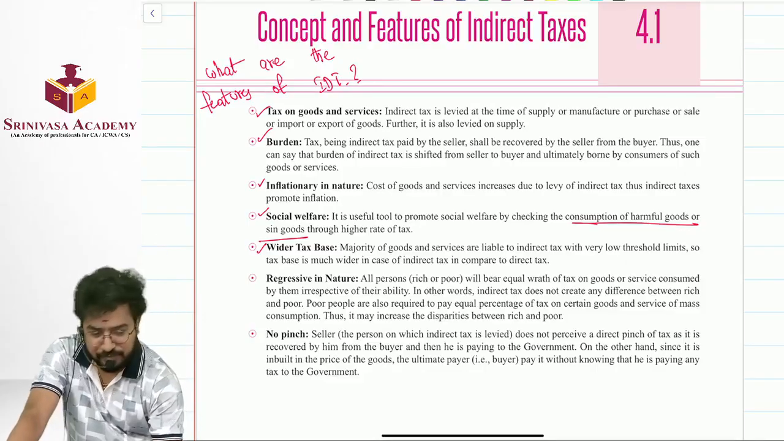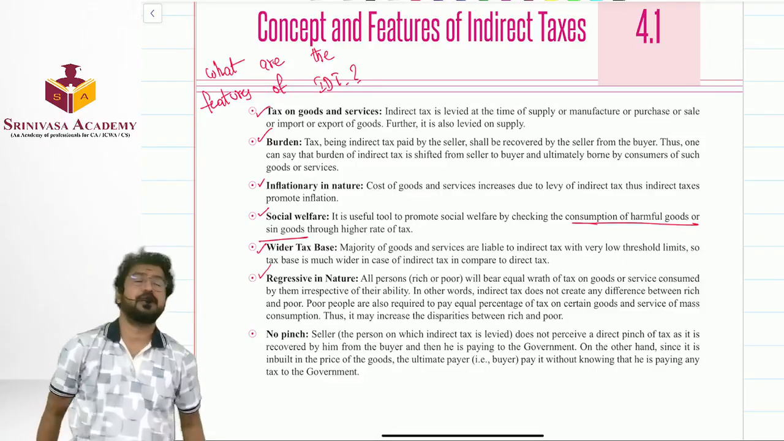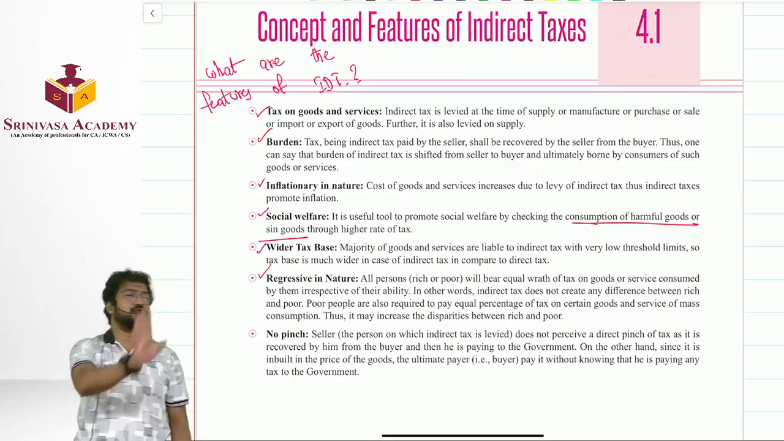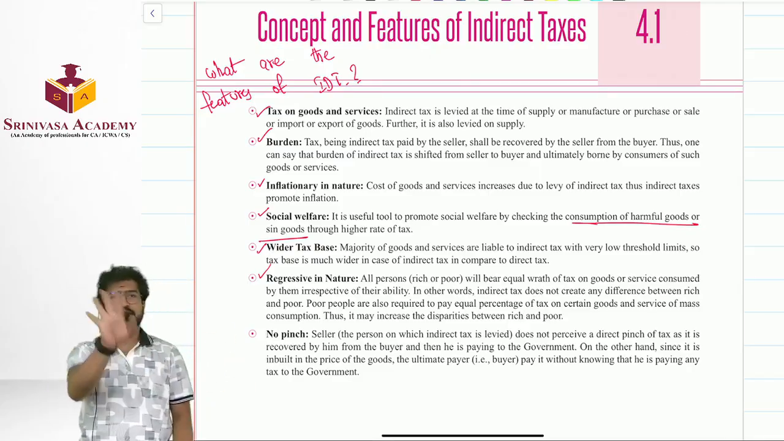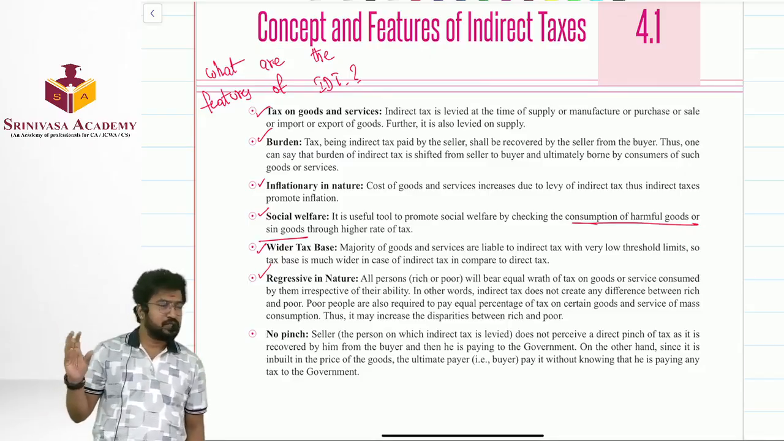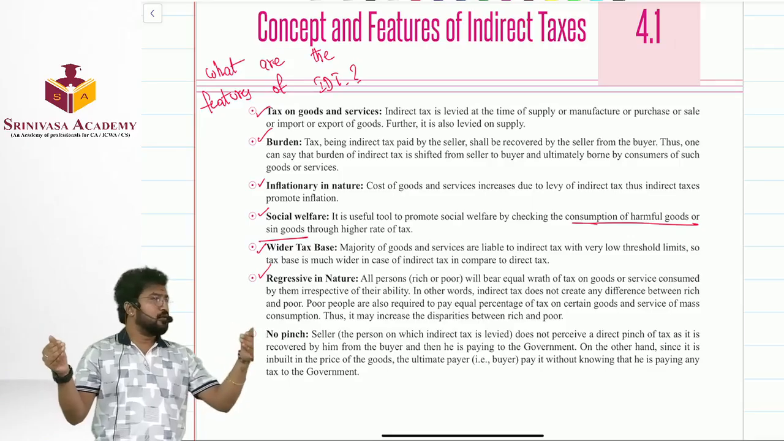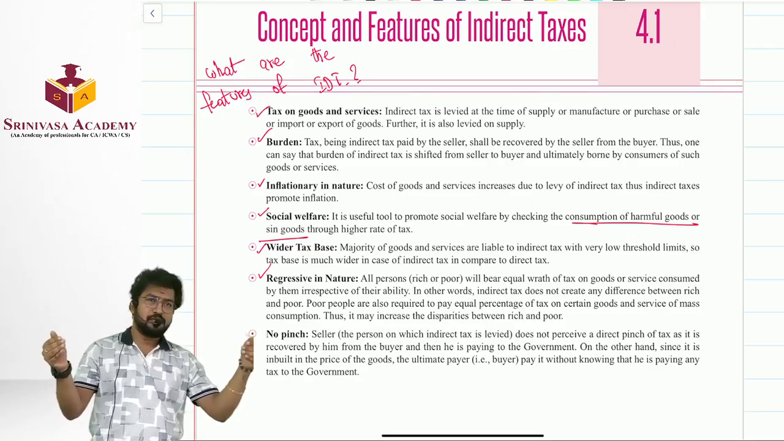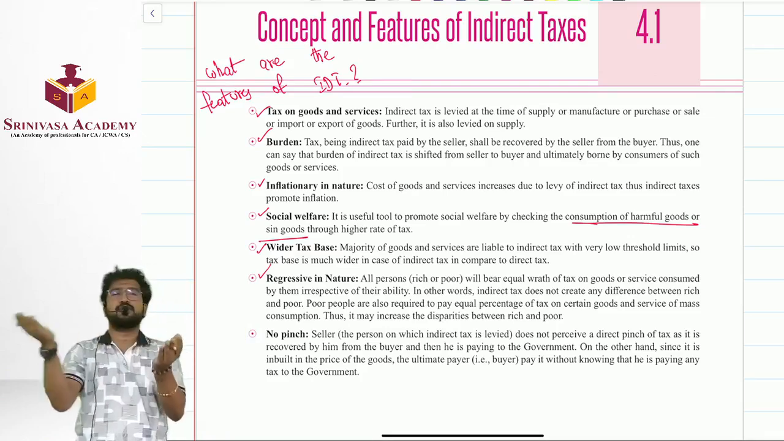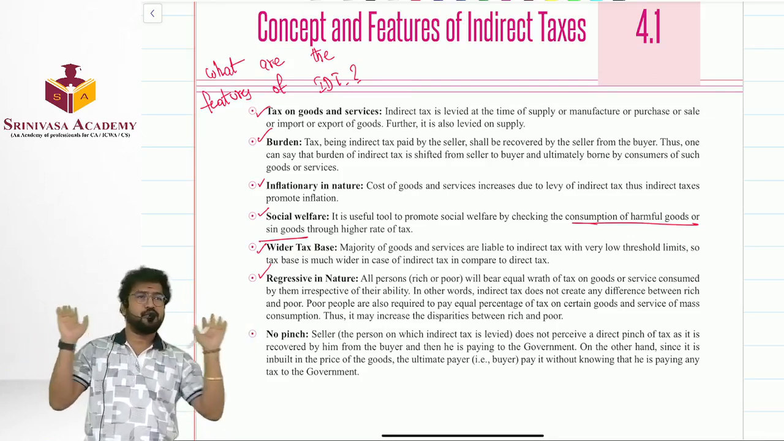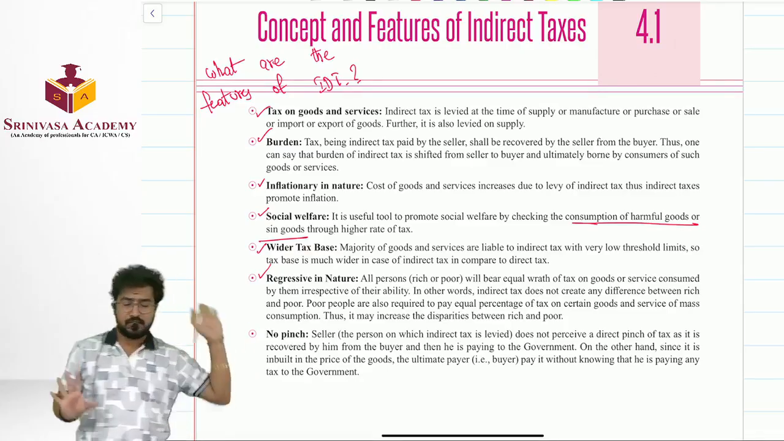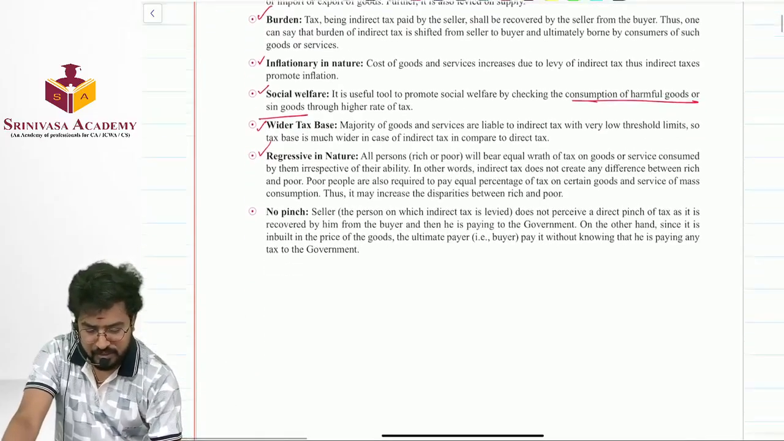Regressive in nature. What do you mean by regressive in nature? Sir, here indirect tax will hit both the rich fellow and the poor fellow in the same way. That means Ambani goes for shopping, purchases something, same tax. A slumdog goes for shopping, purchases the same product, same tax. There is no discrimination between a slumdog and a millionaire. No matter how rich you are or how poor you are, you should pay the same tax. Clear? Right. What is the next one?